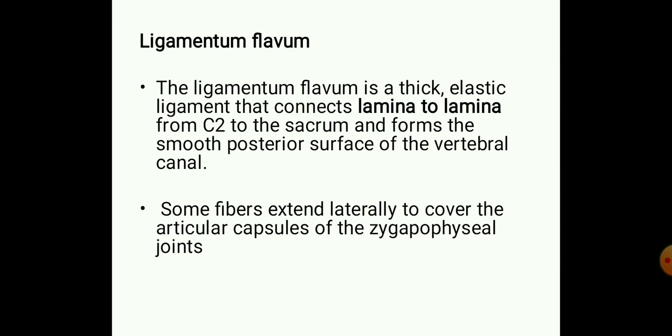Next one is the ligamentum flavum. The ligamentum flavum is a thick elastic ligament that connects lamina to lamina from C2 to the sacrum and forms a smooth posterior surface of the vertebral canal.